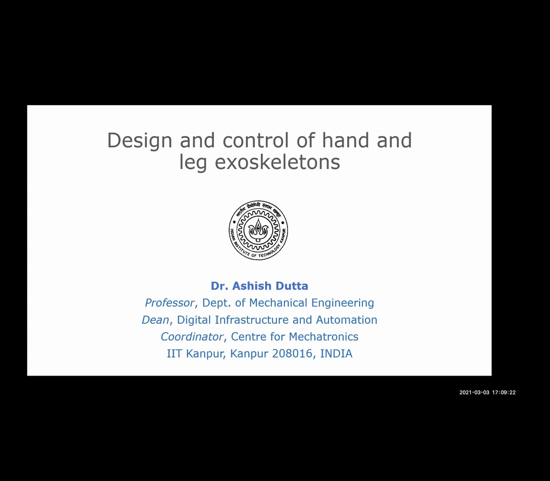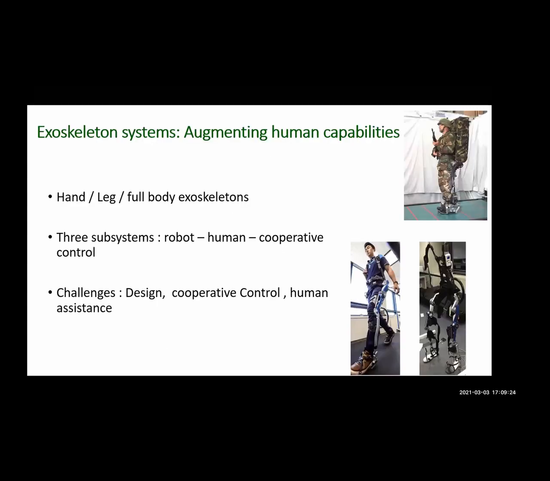So exoskeletons are essentially for augmenting human capabilities, and as you can see in the picture on the right side, you have application in the defense forces where they are augmenting the load carrying capacity of soldiers. So they can be lower limb exoskeleton, arm exoskeleton, hip exoskeleton, finger exoskeleton, all kinds of exoskeletons. And this business of exoskeletons can be divided into three subsystems.